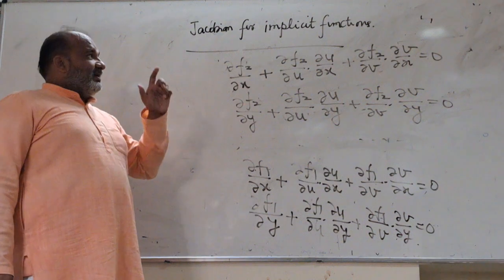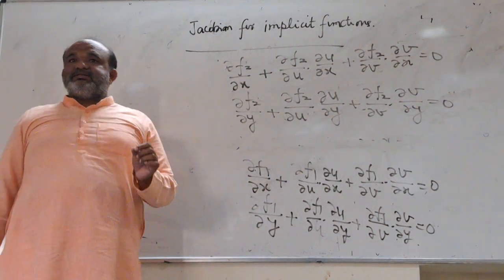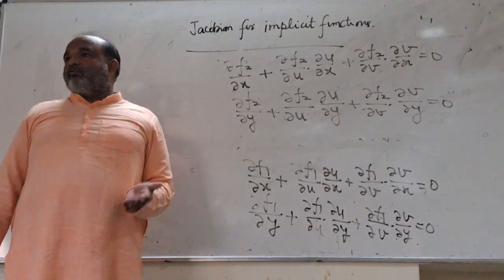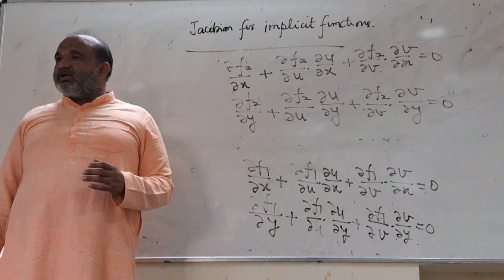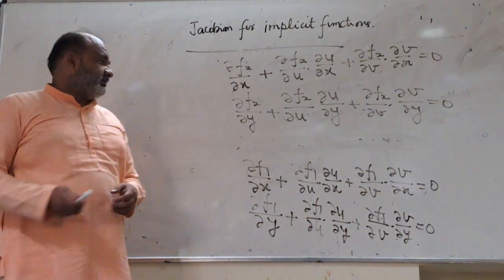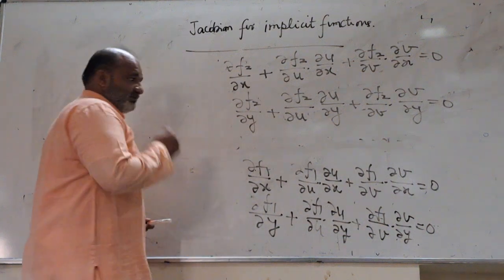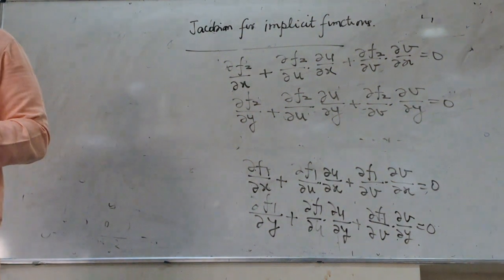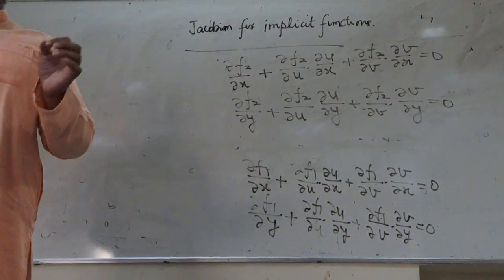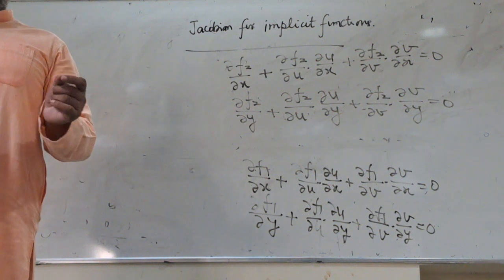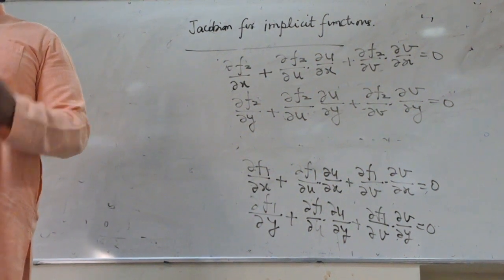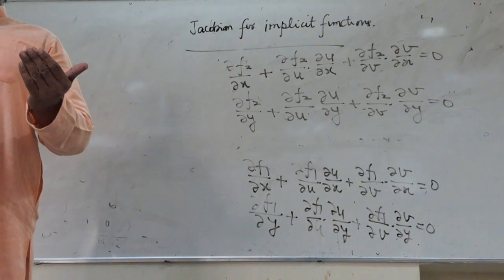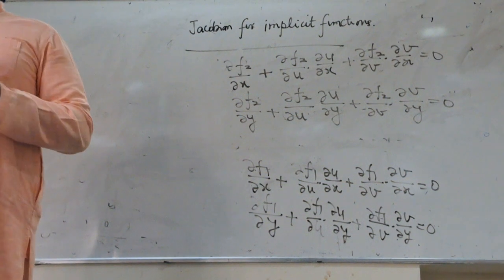So now what is my requirement? I need to find the Jacobian of u, v with respect to x and y. From definition, what is the Jacobian of u, v with respect to x, y? It is the determinant with first row del u over del x, del u over del y, then second row del v over del x, del v over del y. It means I need to find del u over del x, del u over del y, del v over del x, and del v over del y.